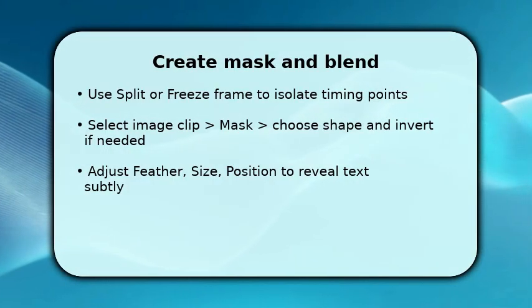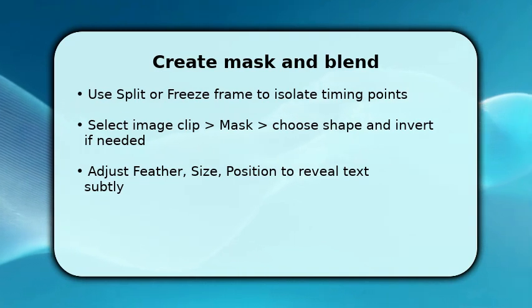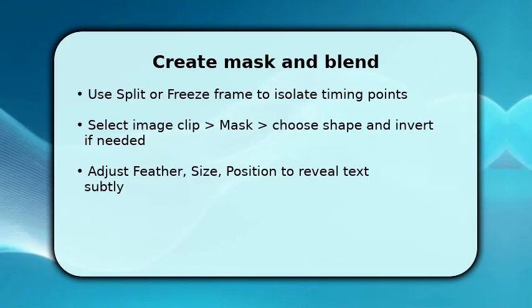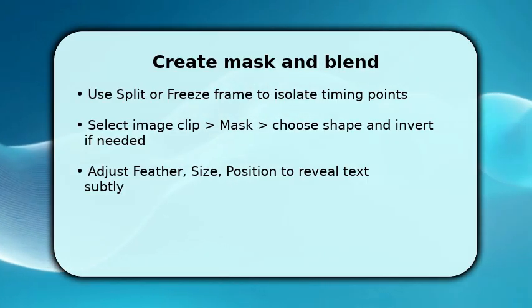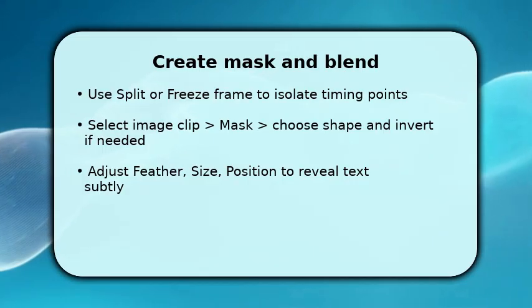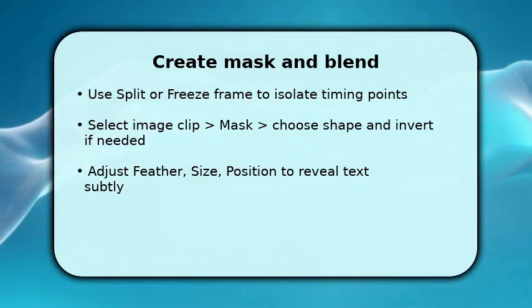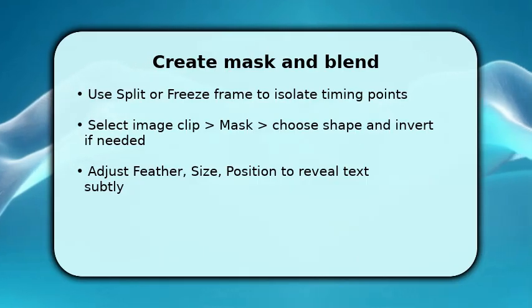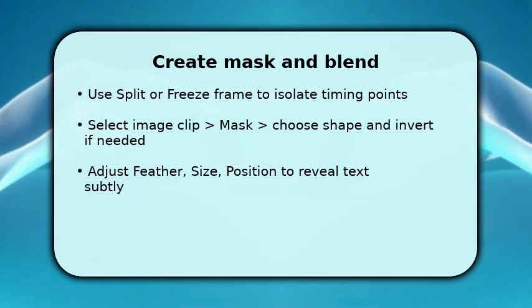Next, you'll mask the image so the text can show through. Move to the point where the text should appear, then select the image clip and open Mask Options. Choose a shape that fits the text area, then invert the mask if you want the text to sit behind a carved-out portion. Make sure to adjust feather for softness and size/position to match the text. If timing needs tweaking, split clips or freeze frames to lock the reveal exactly where you want it.